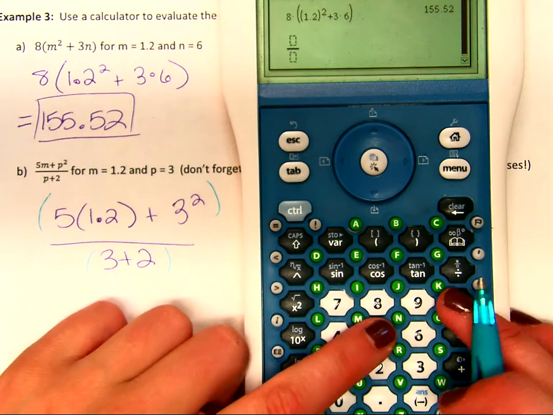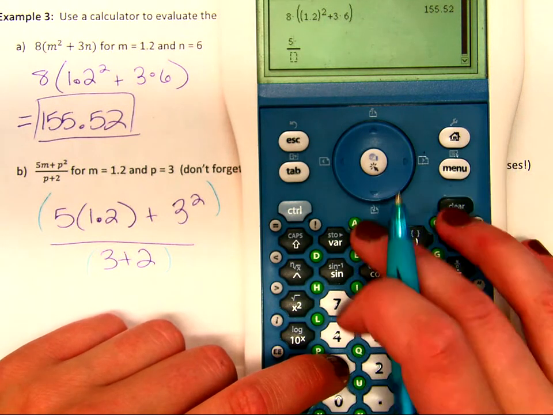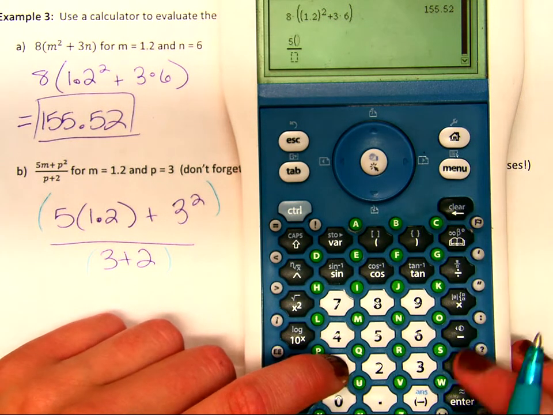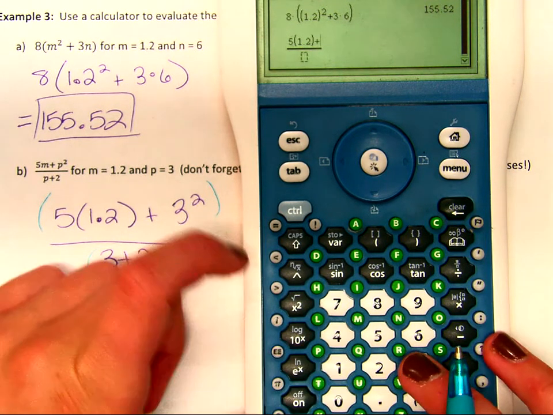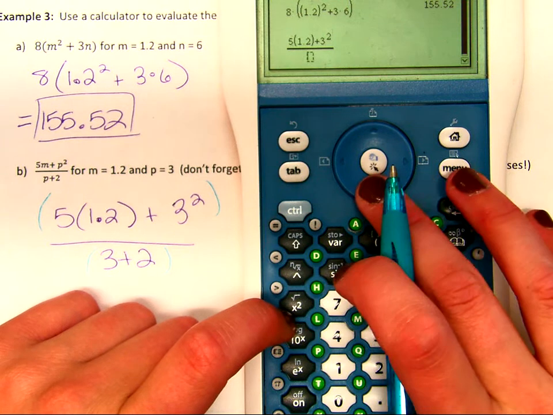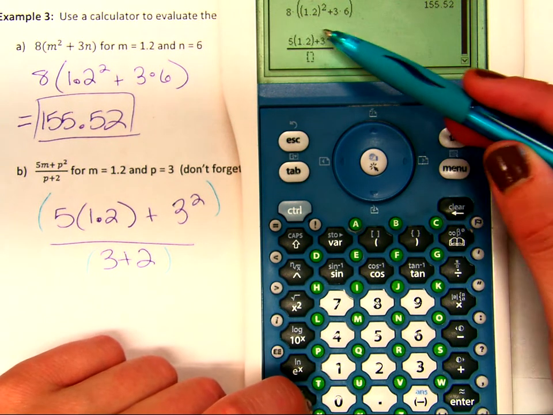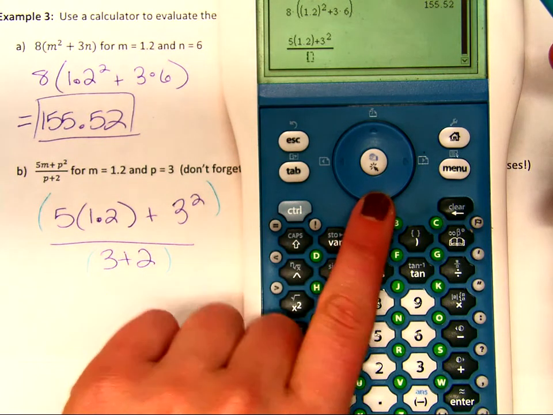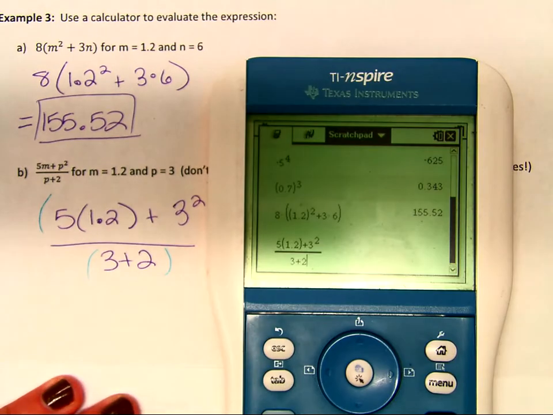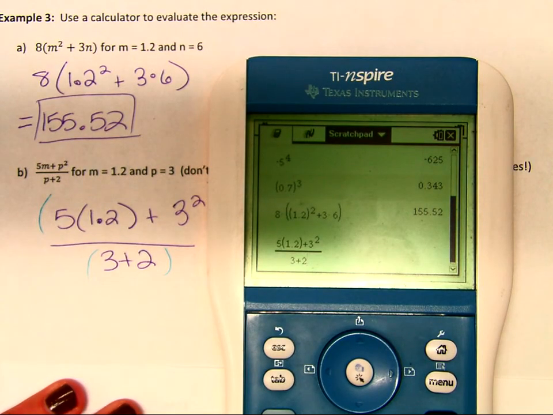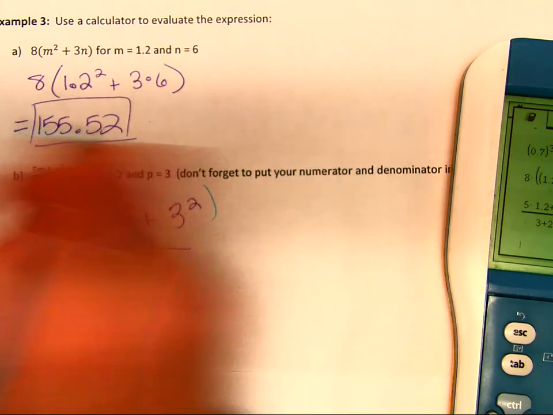So if I do parentheses, 5 times 1.2, close my parentheses, plus 3 squared. Type that into my numerator. Then use the down arrow to go down to your denominator and type in 3 plus 2. Now it looks exactly like my problem on my sheet. And hit enter. It's going to evaluate it for you. And that answer should be 3 when you type it in on the calculator.